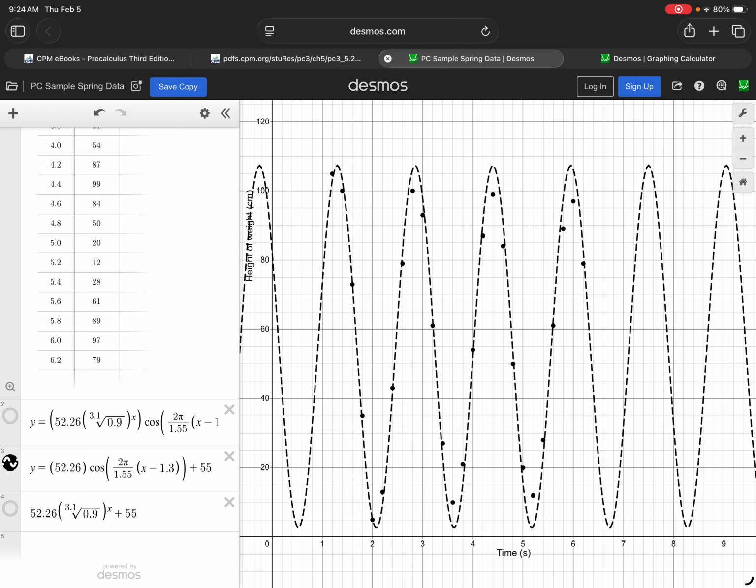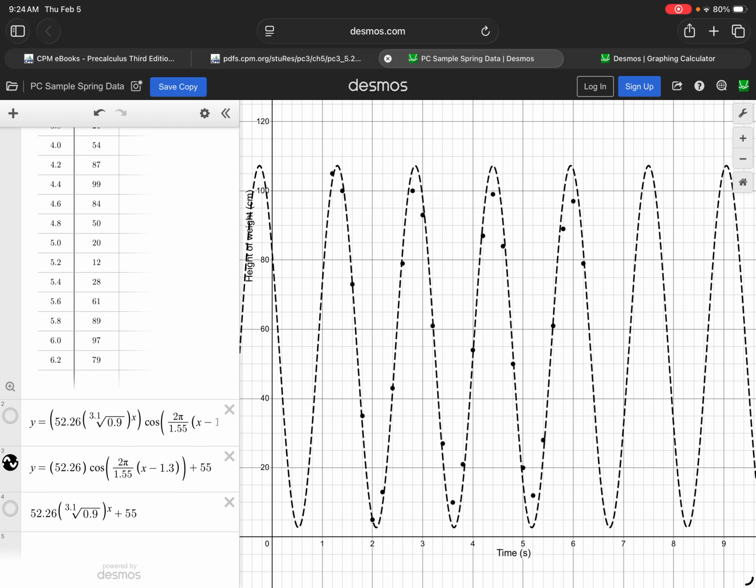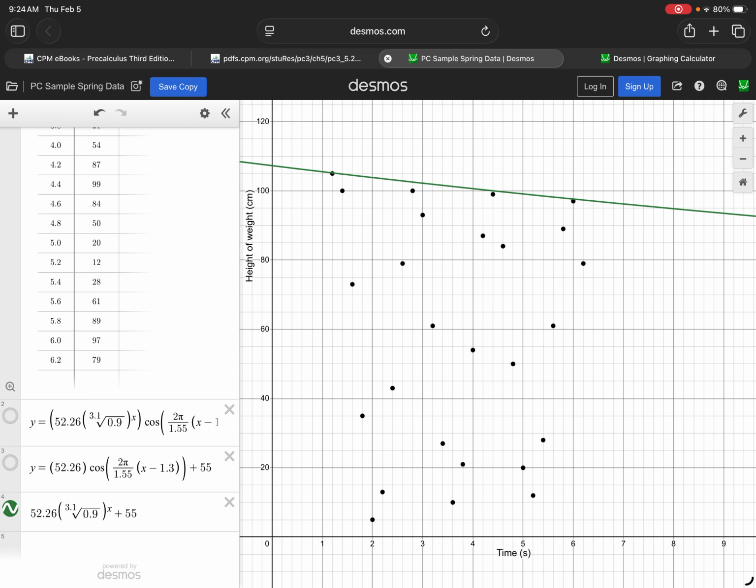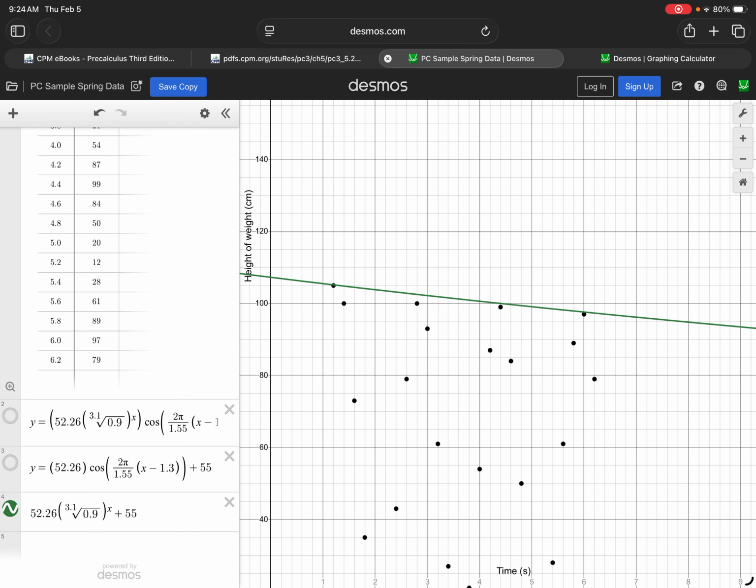Once we do that, it's going to say choose a function to model the vertical position over time. Well, what we know is what we've been doing: it's this exponential equation. So we're going to use our calculator to go into stat, edit, and do a regression equation. We're going to choose exponential, and it's going to give us an exponential equation to predict these verticals. I've done this here, and if I zoom out, you can see that it is an exponential equation, exponential decay.